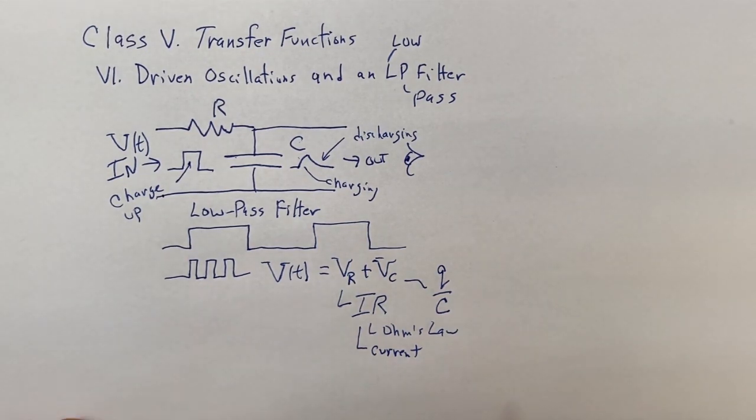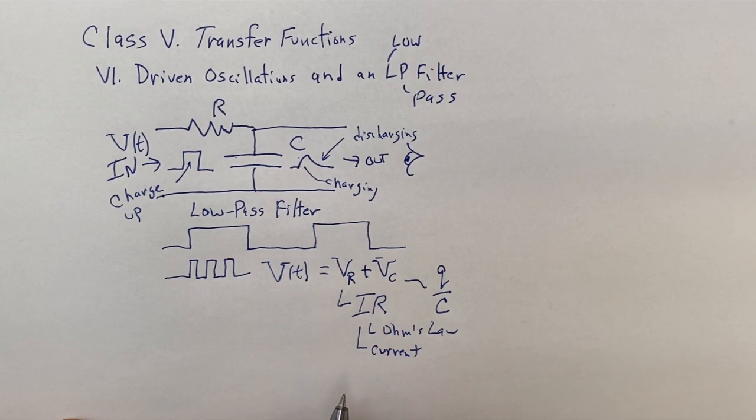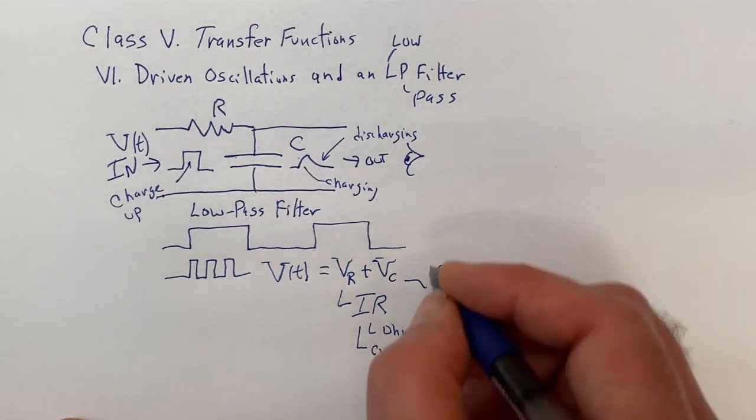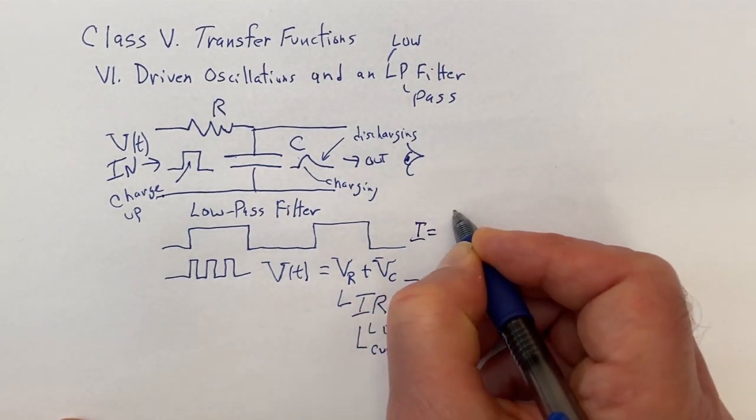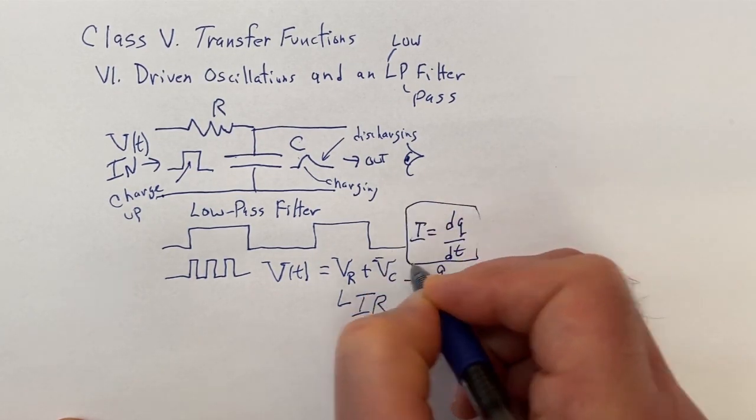Later in this class, we'll be defining the square root of -1 to be j, because i is sacred for current in engineering. Notice, though, that here I is going to be the derivative of the charge with respect to time. This is the current.